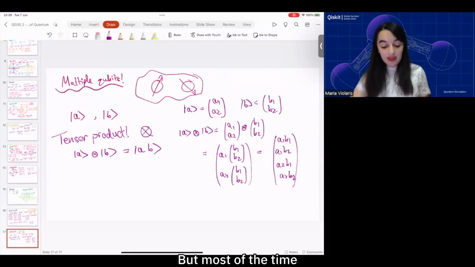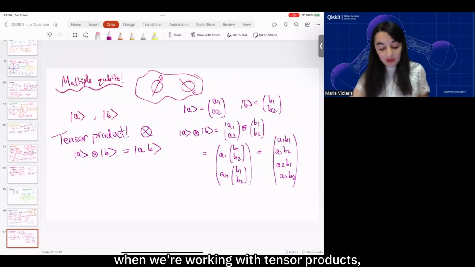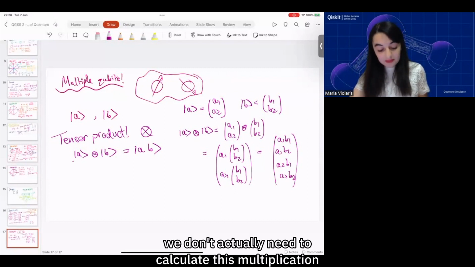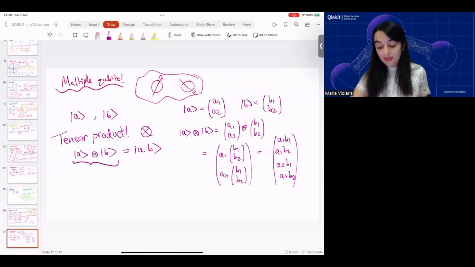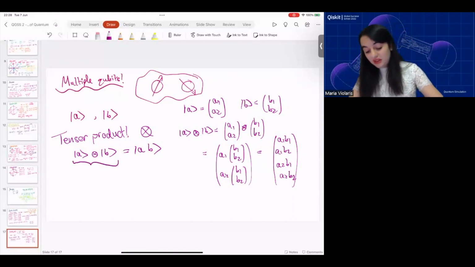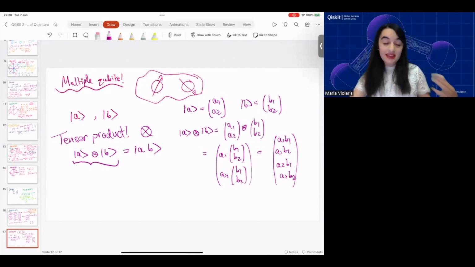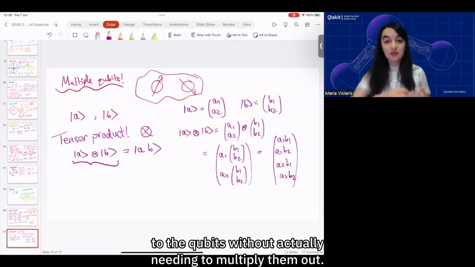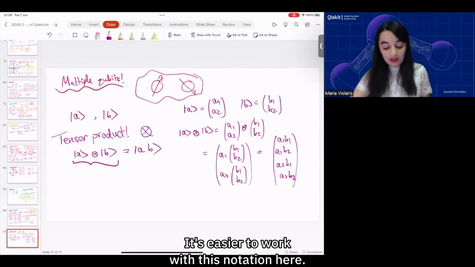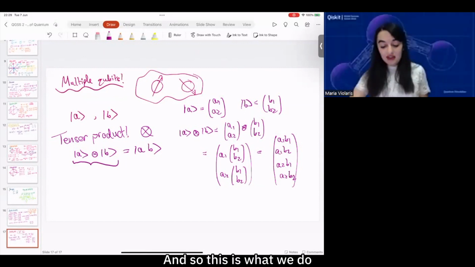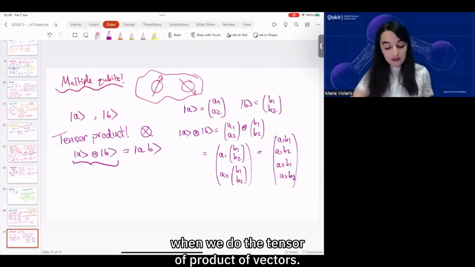But most of the time when we're working with tensor products, we don't actually need to calculate this multiplication of the vectors, because we can do lots of things to apply gates to the qubits without actually needing to multiply them out. It's easier to work with this notation here. And so this is what we do when we do the tensor product of vectors.